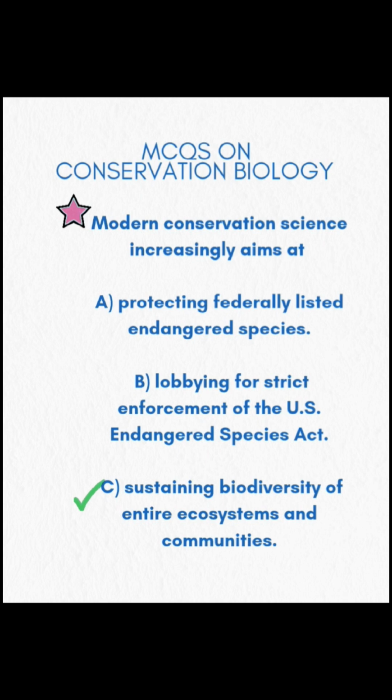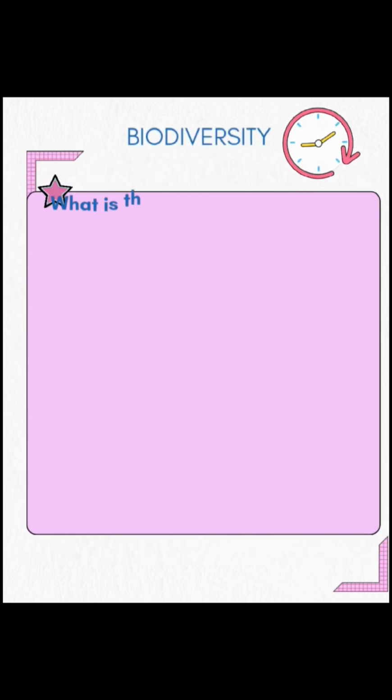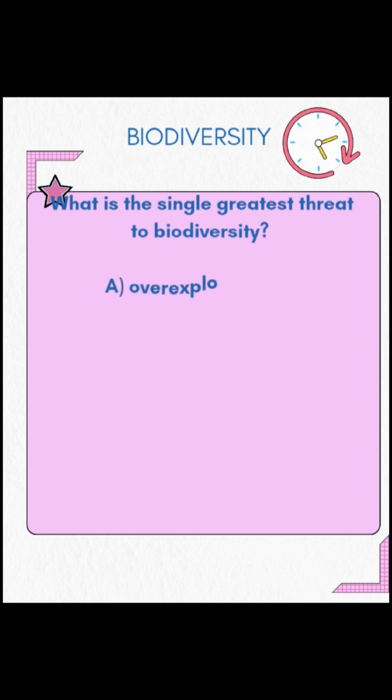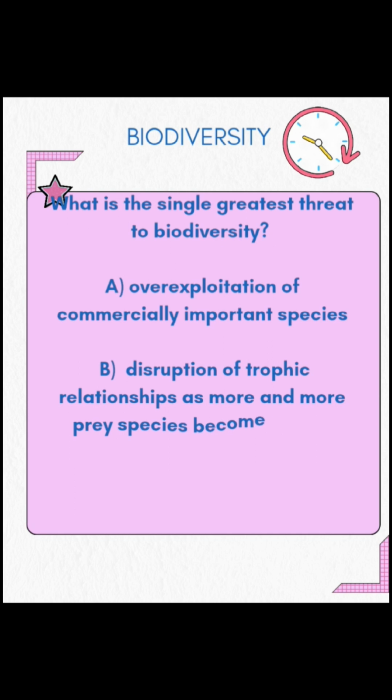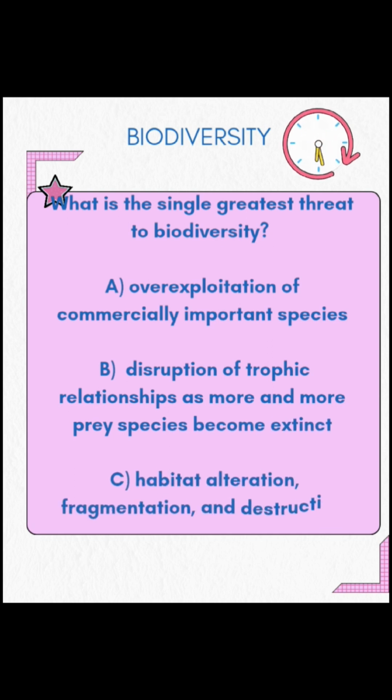Next question. What is the single greatest threat to biodiversity? Option A, overexploitation of commercially important species. Option B, disruption of trophic relationships as more prey species become extinct. Option C, habitat alteration, fragmentation and destruction. So the correct option is habitat alteration, fragmentation and destruction.